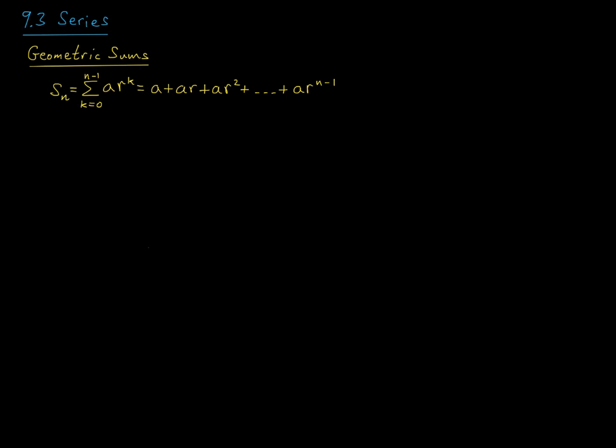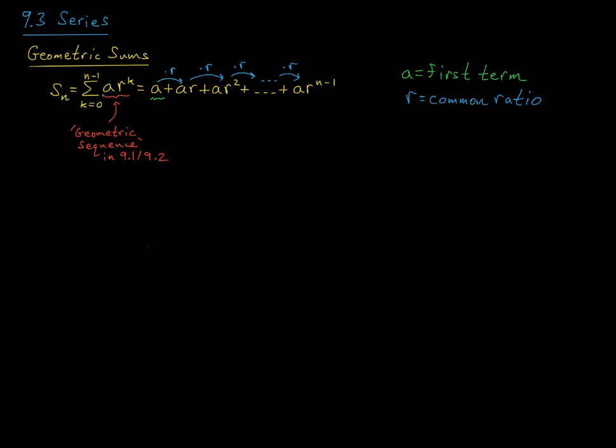And notice that the sequence being summed here, this a times r to the k, is what we called a geometric sequence in the section 9.1 and 9.2 worksheet. Okay, so now here we're letting the index k vary from 0 up to n minus 1. And so if I plug 0 in for k, I'm going to get a times r to the 0. Well, that's just a. And if I plug 1 in for k, I'll get a times r to the first. That's ar. Then plug 2 in for k, ar squared. Then ar cubed, so on and so forth until we get to a times r to the n minus first power.